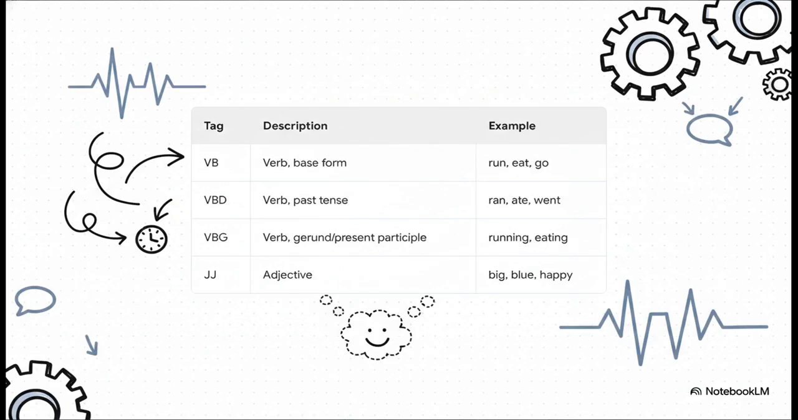And it's the same deal with verbs. The tag VB is for the basic form, right, run. But if the word is ran, the machine is smart enough to use VBD to know it happened in the past. This is how a machine starts to understand time. And as you can see, other things get tags too. Like adjectives, happy gets the tag JJ.